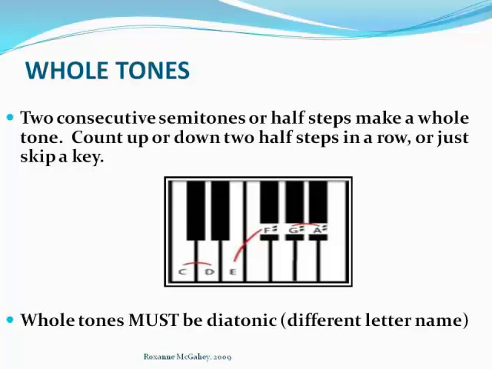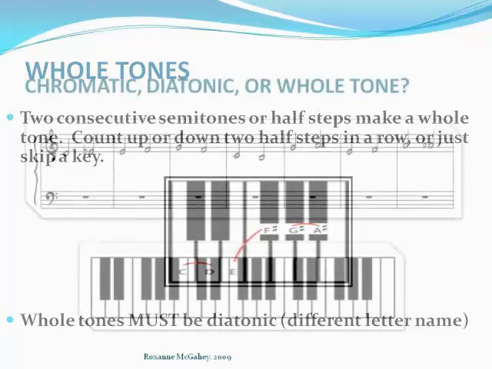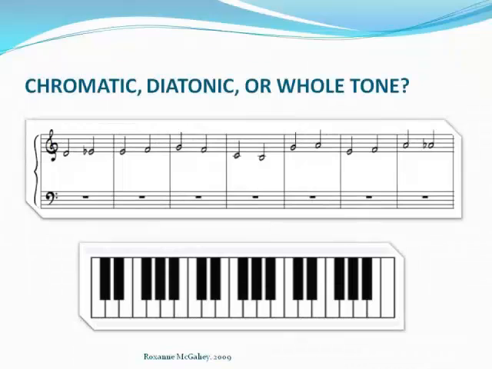Let's see if these notes are chromatic semitones, diatonic semitones, enharmonic notes or whole tones. In the first example, we have D to E flat. Of course, we know it can't be a chromatic semitone because it has a different letter name. When we look on the keyboard, we see that D to E flat is a half step or a semitone, and it has a different letter name, so it's a diatonic semitone.